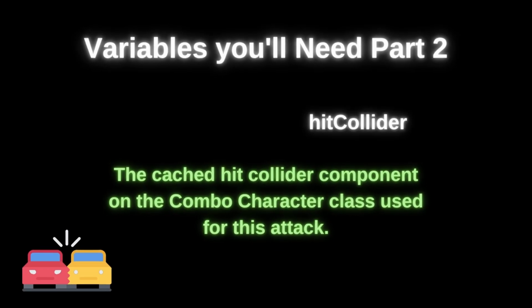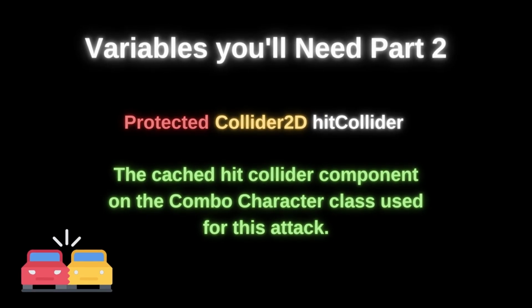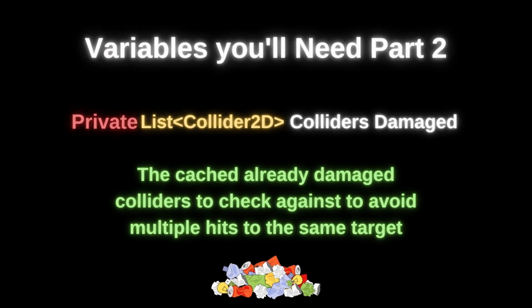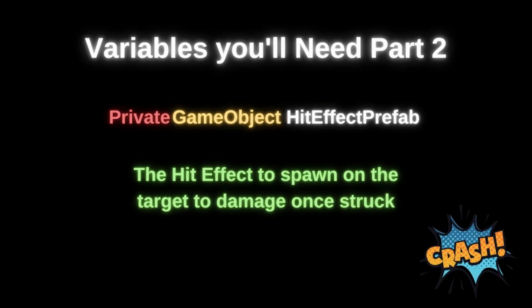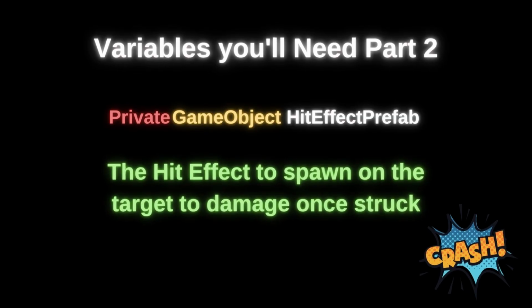The first one is going to be a protected Collider2D called hitCollider, and this is going to be, of course, our cached hit collider that we were using for our melee attacks. The next is we're going to add a private list of Collider2Ds called collidersDamaged. This is going to be used to cache in our already struck objects of our attack so that our attack doesn't hit the same target multiple times in a single swing. The next is going to be a reference to our hit effect prefab as well.